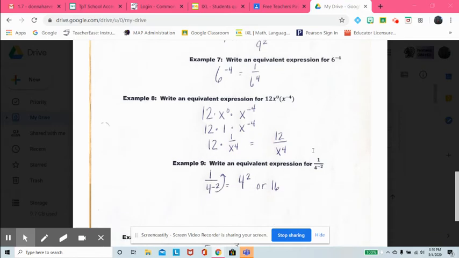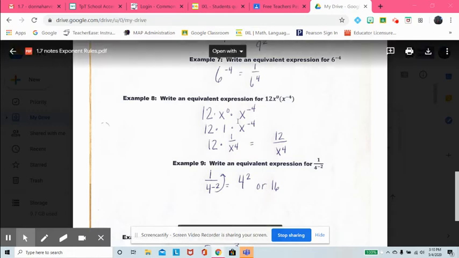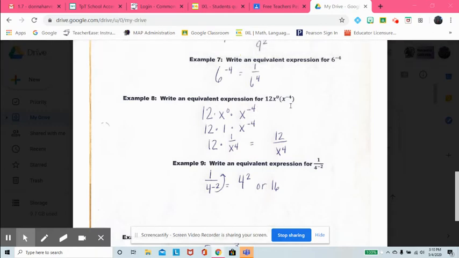This one's going to switch it all up here. 12 times x to the 0 times x to the negative 4. So first thing we're going to do is write our 12. X to the 0 is 1. And then x to the negative 4 is 1 over x to the 4. So since 12 times 1 is 12, your answer is 12 over x to the 4th.